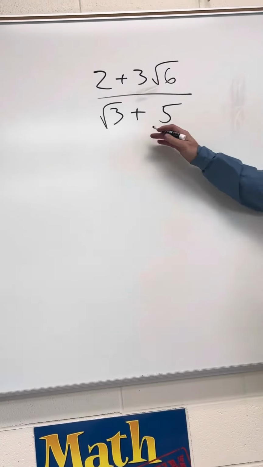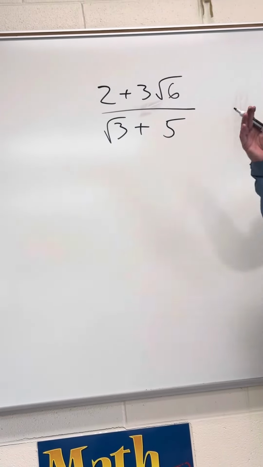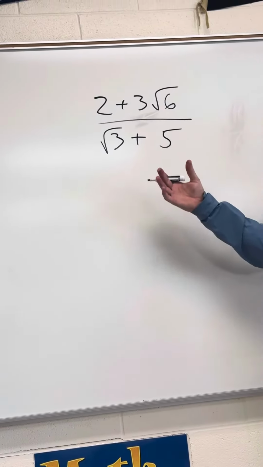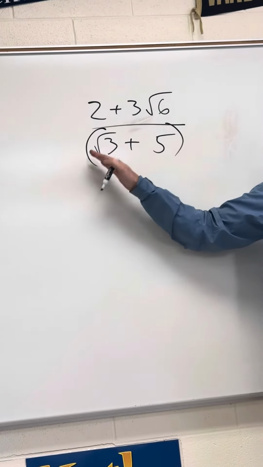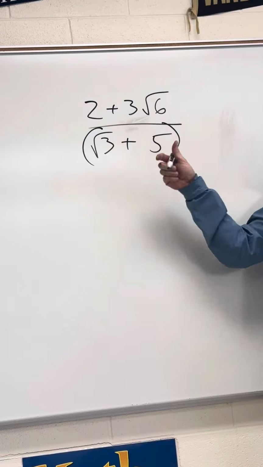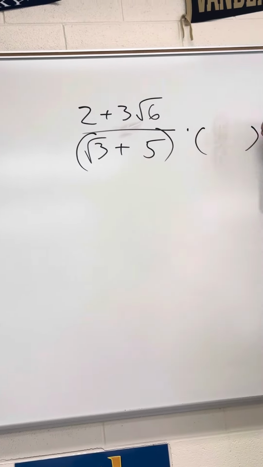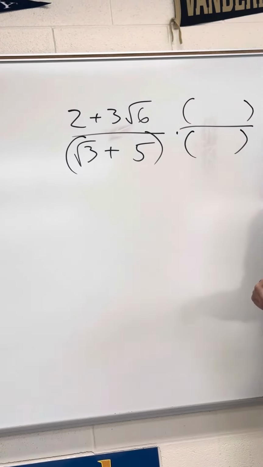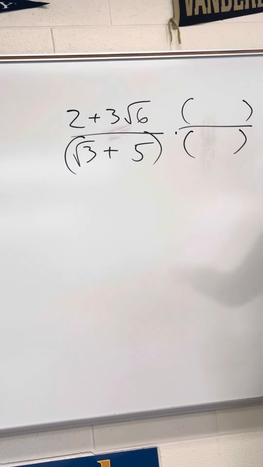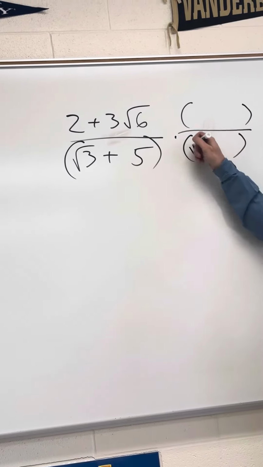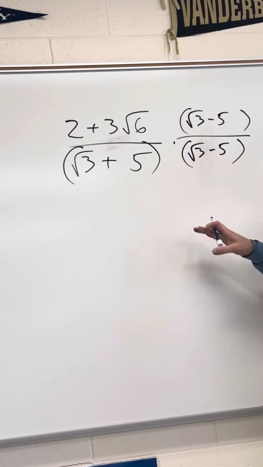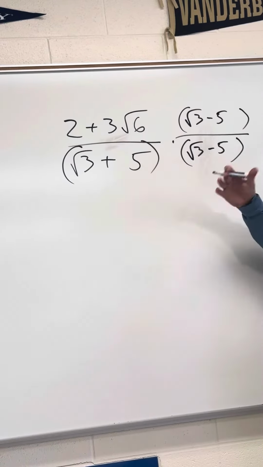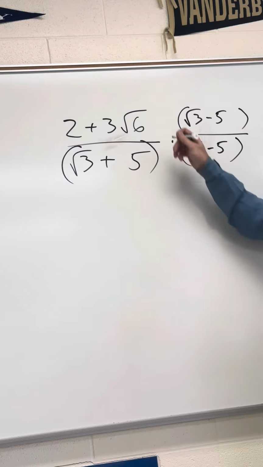All right, step number one, you have to ask yourself, is this a conjugate problem or not? It's a conjugate problem because it's a binomial with a radical in it, right? So you should all know what the conjugate is. What is the conjugate? Raise your hand, don't shout it out. What do you think? It's root 3 minus 5. Root 3 minus 5 is the conjugate. You've got to multiply the top and the bottom by the same thing, right? You've got to multiply by 1.